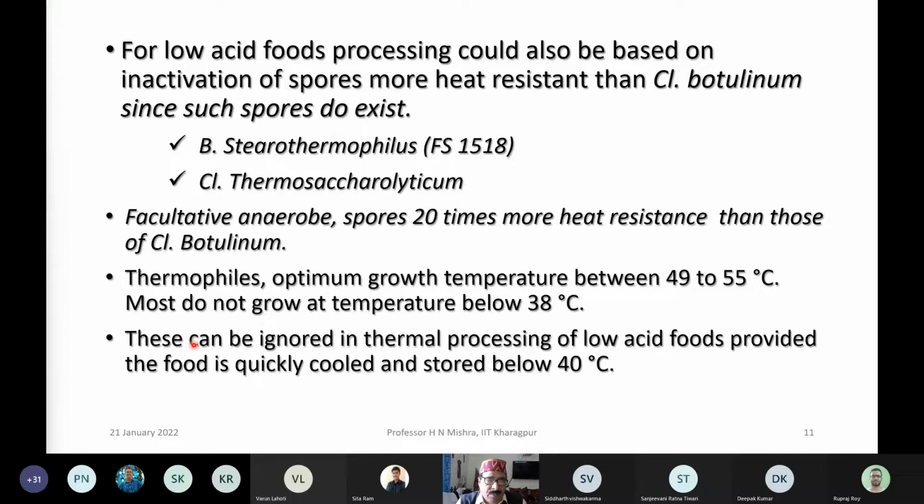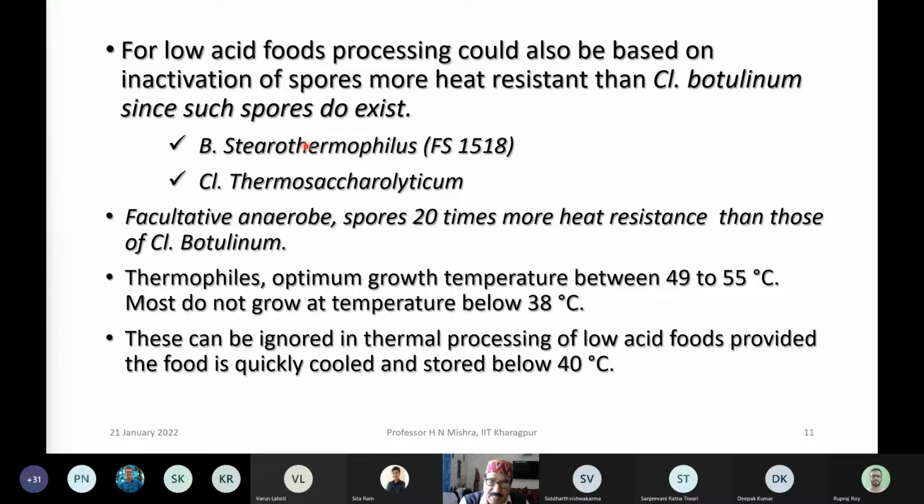As I told you earlier in commercial sterilization, the low acid food processing could also be based on inactivation of spores which are more heat resistant than those of Clostridium botulinum. These spores do exist in food, like Bacillus stearothermophilus, which is also known as FS1518, or Clostridium thermosaccharolyticum. These spore-forming bacteria are also anaerobes, but their spores are 20 times more heat resistant than those of Clostridium botulinum.